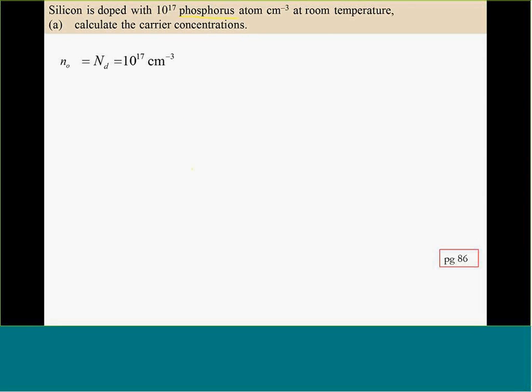And since the question asks for the carrier concentration, not only do you have to include N0, but you also have to calculate your hole concentration. So for the hole concentration, I guess most of you know that you have to use the mass action law, which is essentially that one.